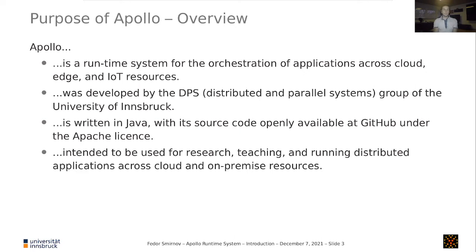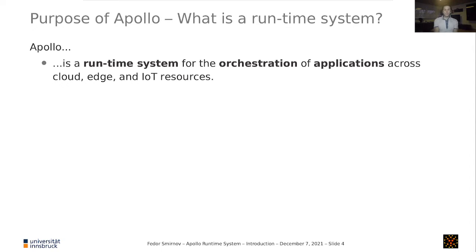And finally, it's intended to be used for research, teaching, or also if you have distributed applications which you want to run yourself. Now, this first point may be the one which is a little bit confusing if you are not from the area. So it basically says it's a runtime system for the orchestration of applications across cloud, edge, and IoT resources. So I just wanted to visualize this a little bit to explain what it means to orchestrate an application, or with other words, what a runtime system is doing.